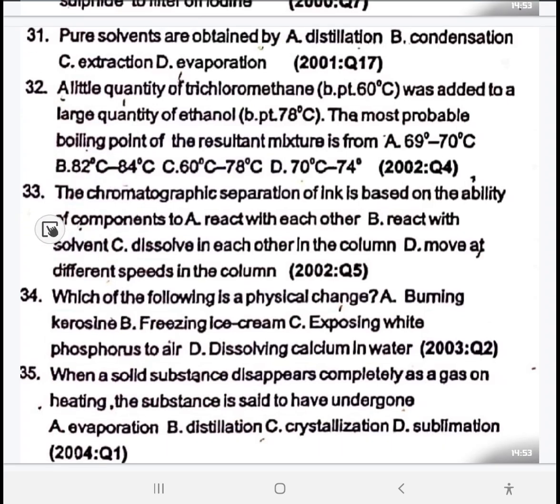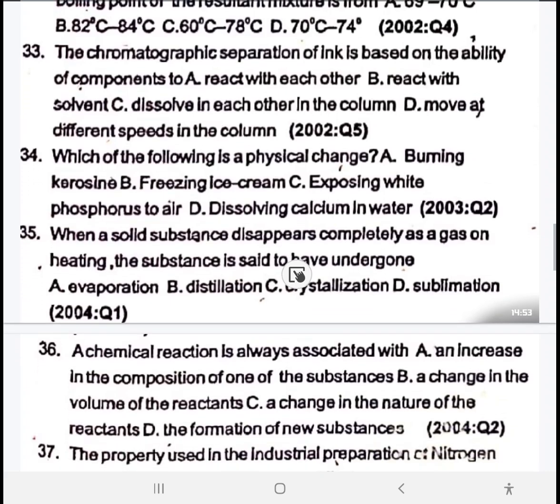So option B. 33. The chromatographic separation of ink is based on the ability of the components to move at different speeds. 33 is option D. 34. I think I would stop here. We'll continue from 34 in the next video. Thanks for watching. If you have questions, leave them in the comment section or send them to the WhatsApp group for answers.